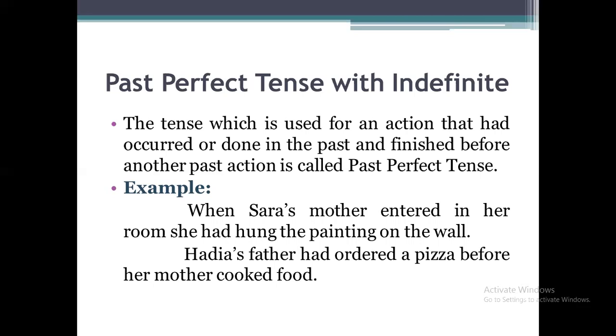In the second example, Hadia's father had ordered a pizza before her mother cooked food. So here we have both the tenses, past perfect tense with the indefinite one. In the first line, we have past perfect tense: Hadia's father had ordered a pizza. And in the next line, after before, we have past indefinite tense: her mother cooked food. So this is how we use past perfect tense with the indefinite one.